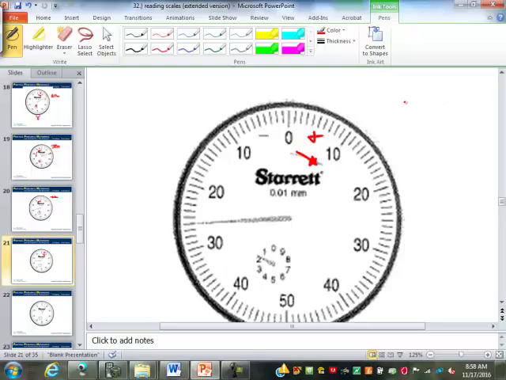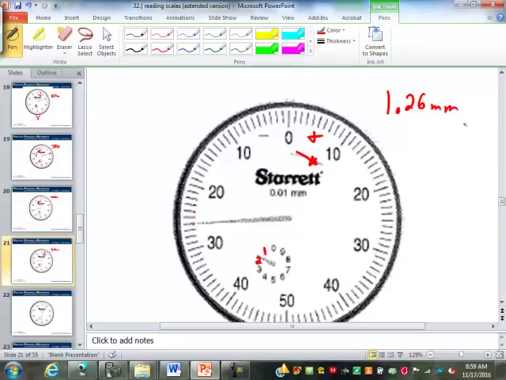Positive, right? Any whole millimeters? Okay, between 1 and 2, so that's 1 whole millimeter. So 1 point what? 20, 1, 2, 3, 4, 5, 6. 26.